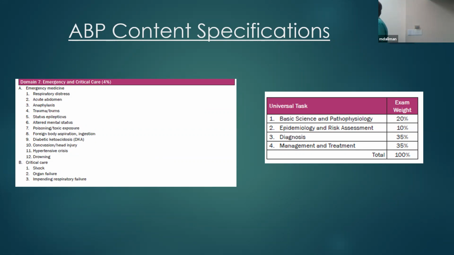Okay. And as part of this talk, I also want to talk a little bit about how to take the test. So here are the content specifications. You see all these different topics, and this is the type of question you're going to get.